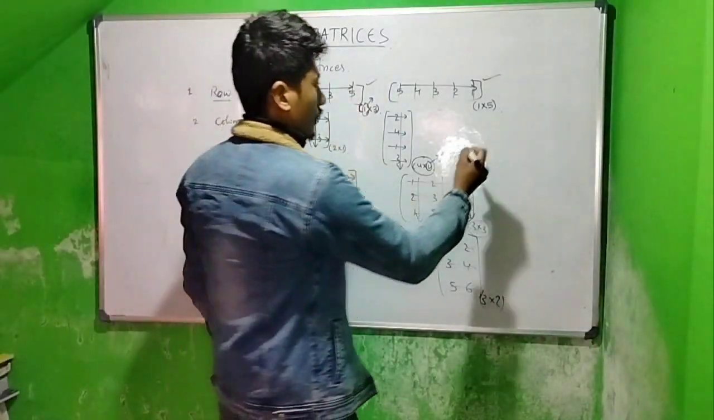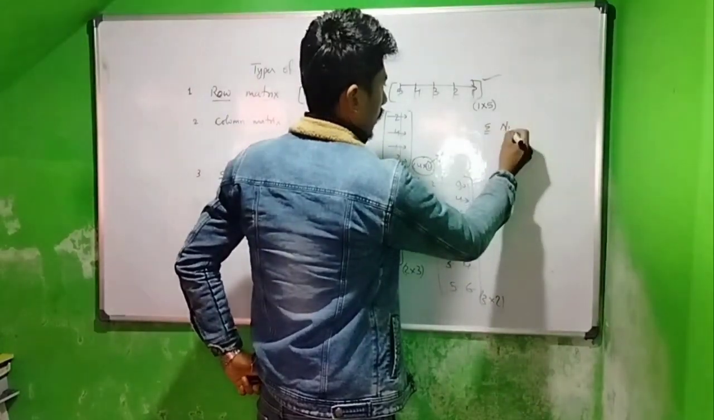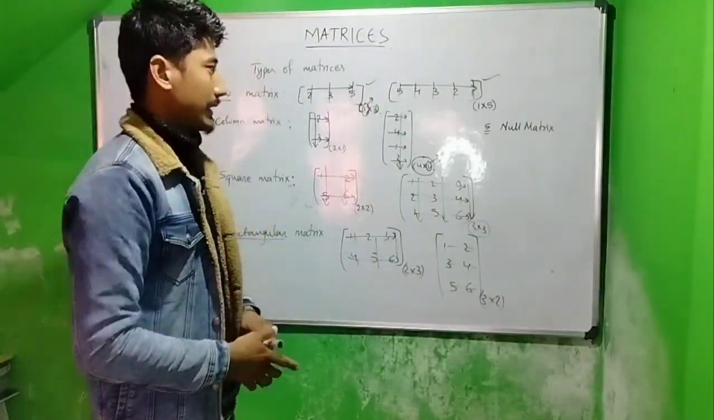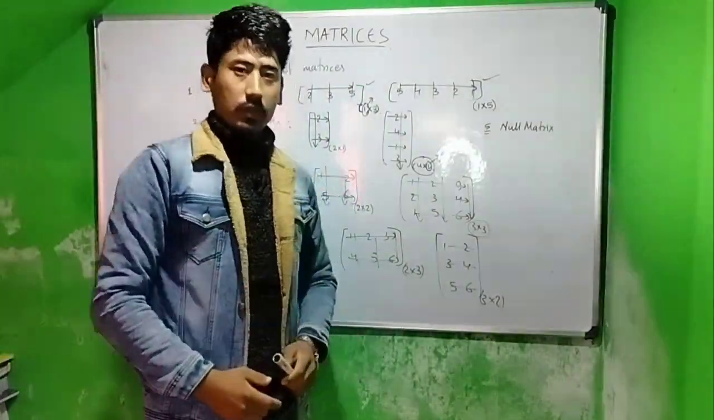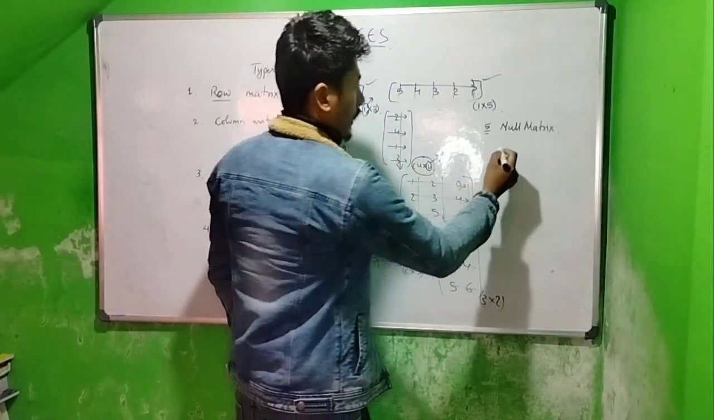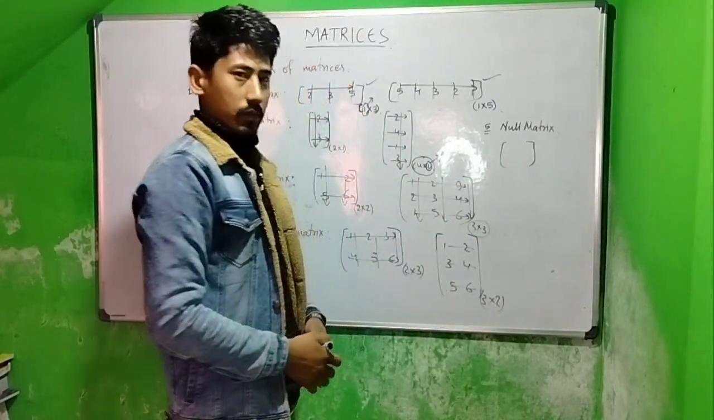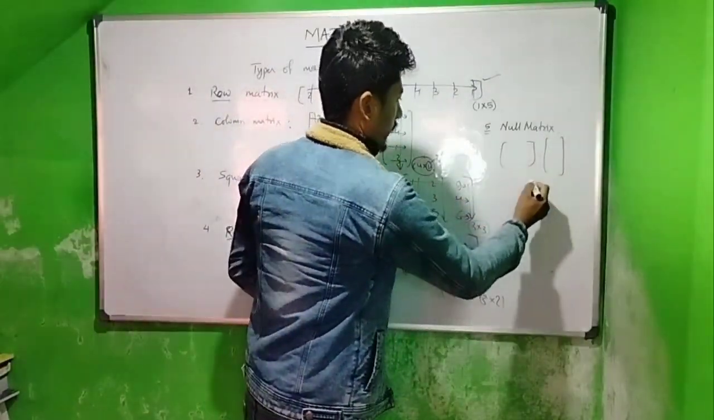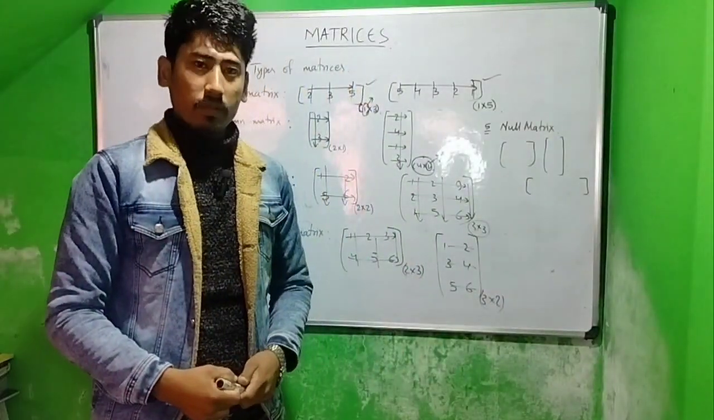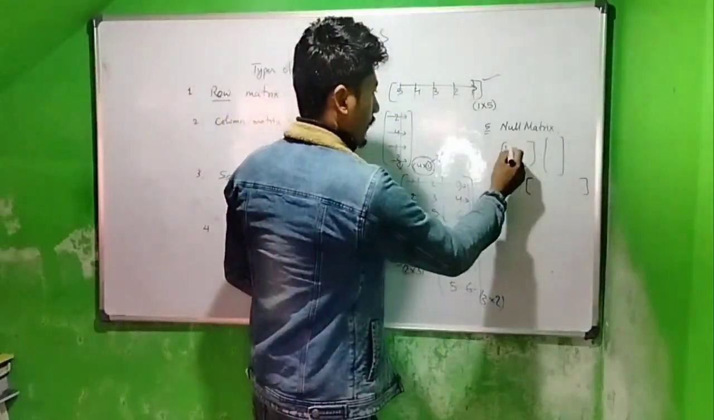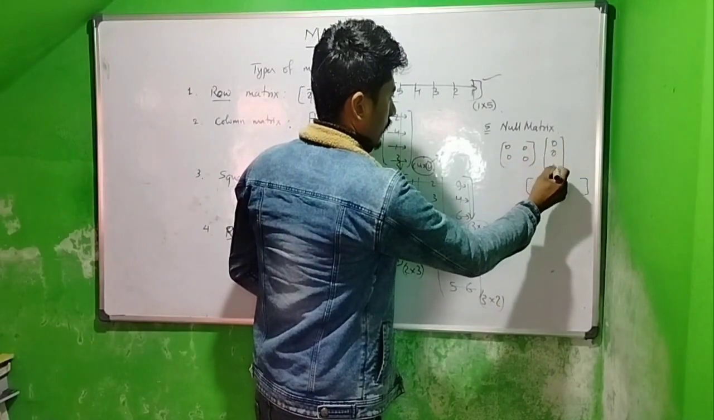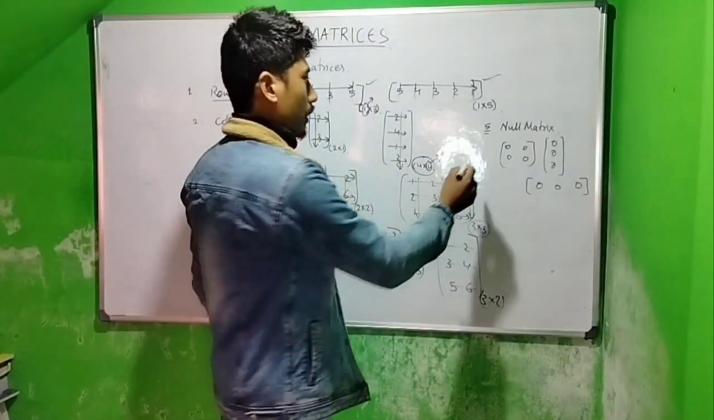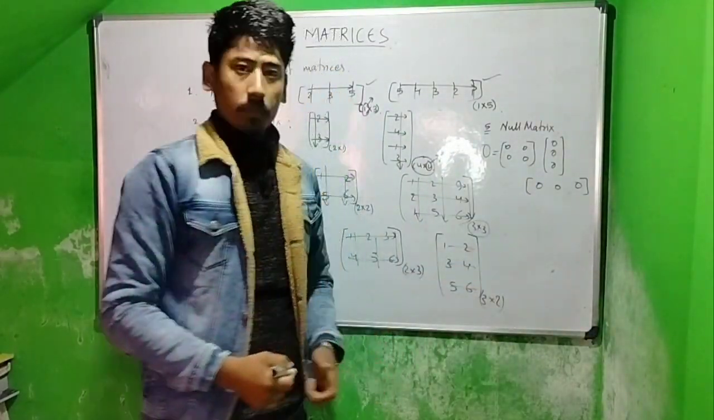Alright, after that, number 5 is null matrix or void matrix. We can call it a null matrix or void matrix or zero matrix. It can be of any order. It can be a rectangular matrix, it can be a row matrix, it can be a square matrix, or it can be a column matrix. But if every element of the matrix is 0, then this type of matrix is called a null matrix. It is denoted by O.